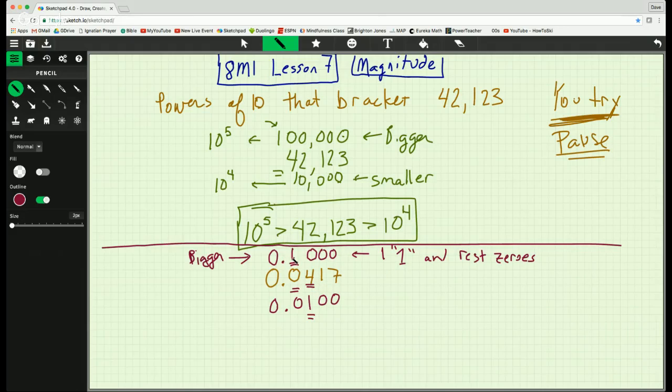So 0.1 is a tenth, which is equal to 10 to the minus 1. And this number next to it must be 10 to the minus 2. That's true because this is the hundredths digit. So our answer here then is 10 to the negative 1 is greater than 0.0417, which is greater than 10 to the negative 2.